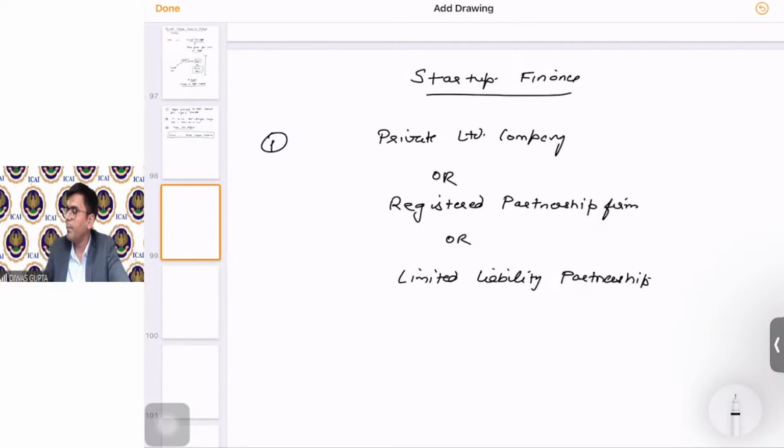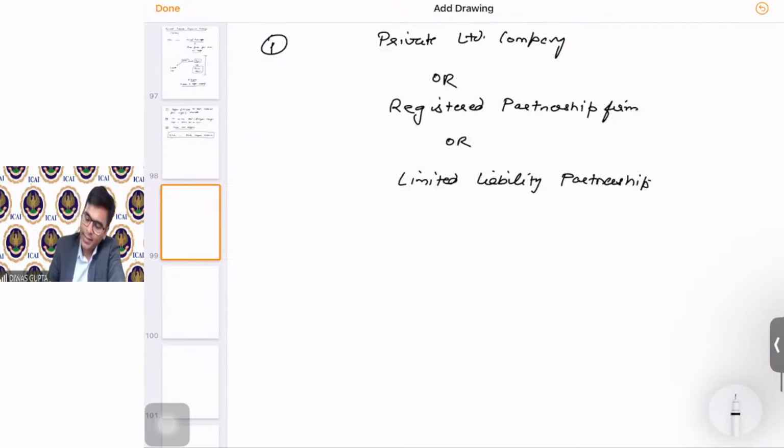Why are we not allowing a public limited company? Because if it is already a listed company, then there is no need of a startup because it has already raised the funds. At the initial stage, it has to be a private company. Later on, it can become a public company whenever it wants to. This is the first precondition, students.